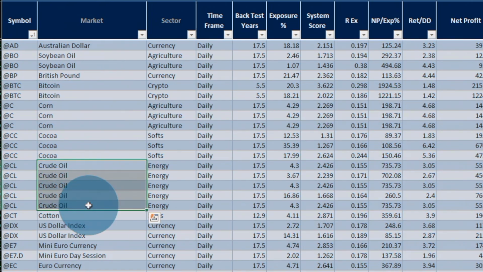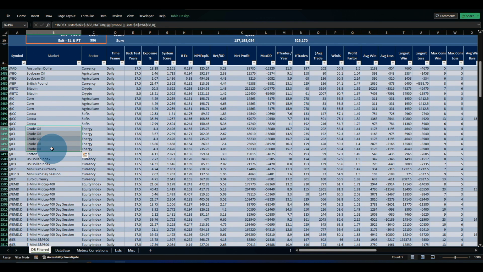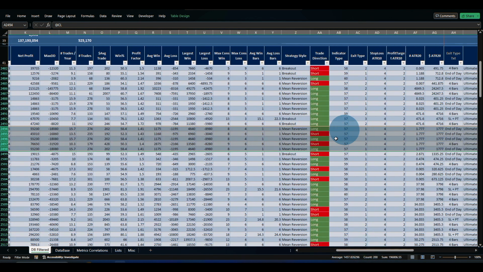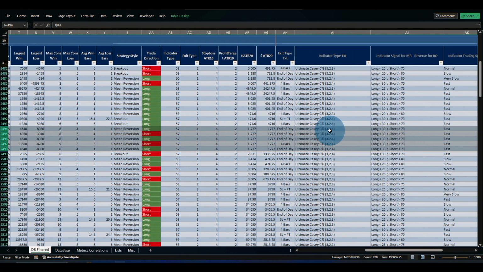Okay, so we immediately notice that even though the oscillator is number 1 and robust, I wouldn't use it immediately on the Australian dollar. I only have one good strategy, but crude oil, I have 5. And if I highlight this and we go a little bit, we can see out of the 5, 3 long and 2 short. And look at this, they're all the same speed. So 3, 2, and 4, and long below 30, short above 70. This is end of day and 4 bars.